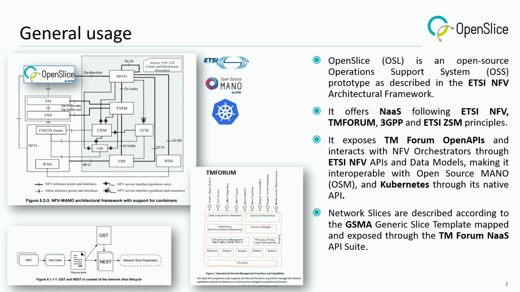And at its southbound, it can interconnect with NFV orchestrators using ETSI NFV APIs, namely SOL 005, for those who are familiar with. And also it can integrate directly with Kubernetes through its native API to deploy services. Also, work that is done during this period of OpenSlice is that we translated the GSMA generic slice template towards the TM Forum service specification model. You will see more information about this as this session proceeds.